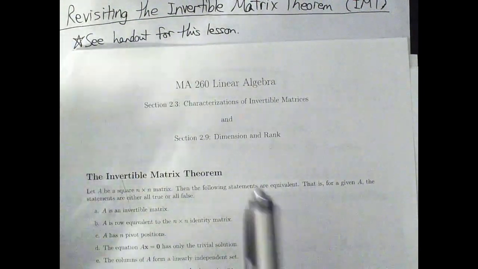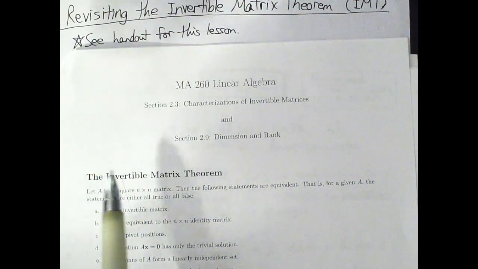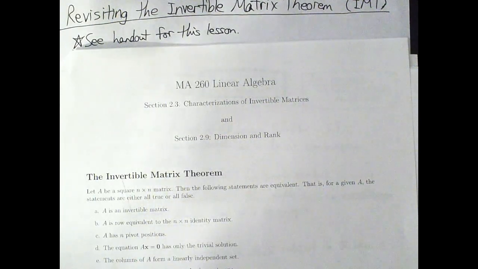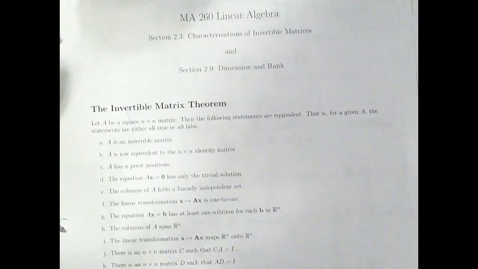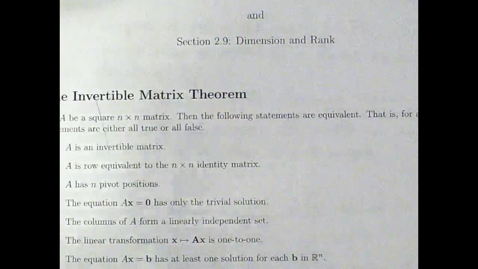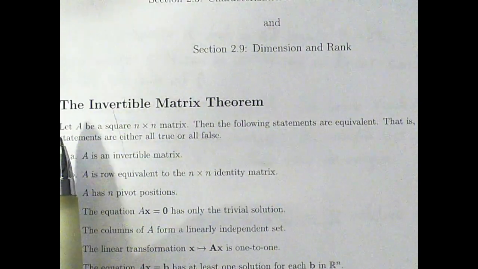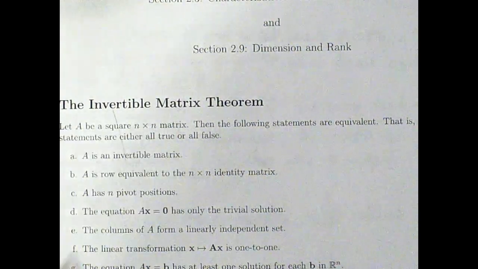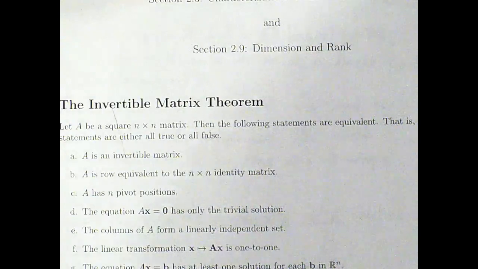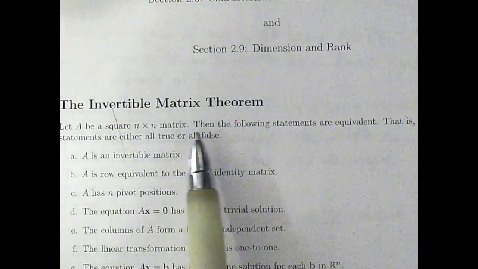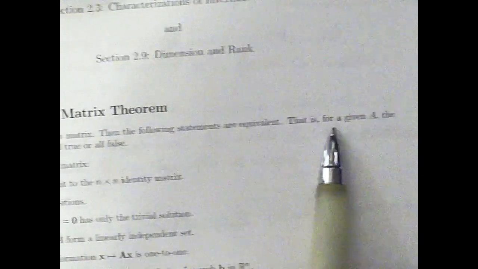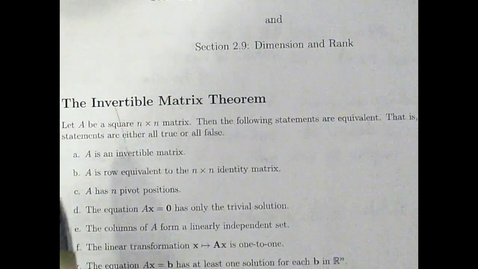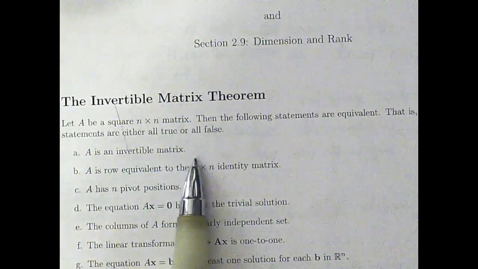So, like I said, we looked at this theorem originally, the invertible matrix theorem, in section 2.3, but now we are adding to it from section 2.9. So let's zoom in a little. Let's remind ourselves of how the theorem starts out. It says, let A be a square n by n matrix. So it has to be square. Keep that in mind for the things that are following. The following statements are equivalent. That is, for a given A, the statements are either all true or all false. And the first statement is A is an invertible matrix.